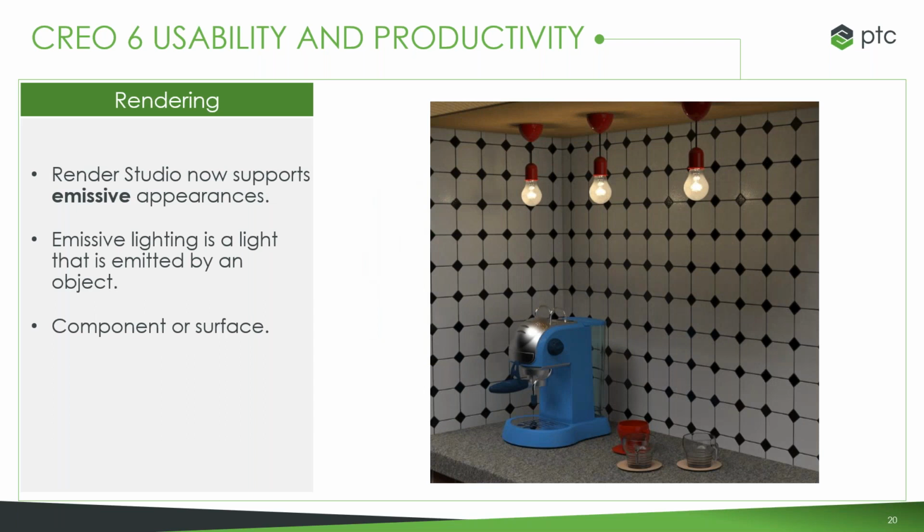And when it comes to rendering, the Render Studio now has support for emissive appearances. What that means is, if we have an object that's emitting a light, it's able to then interact with itself and its surroundings. And so now we can take a component or a surface and build out some very cool, very realistic renders with this emissive lighting.